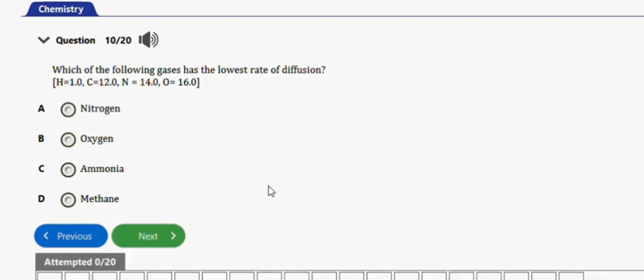The way I get to decode it is from the relative atomic mass I have. So the higher the relative atomic mass, the lower the rate of diffusion. Okay, that's the way I understand it. So you can see oxygen has the highest relative atomic mass here, 16, followed by nitrogen. Alright, so that's it for this question. Next question will be this one.